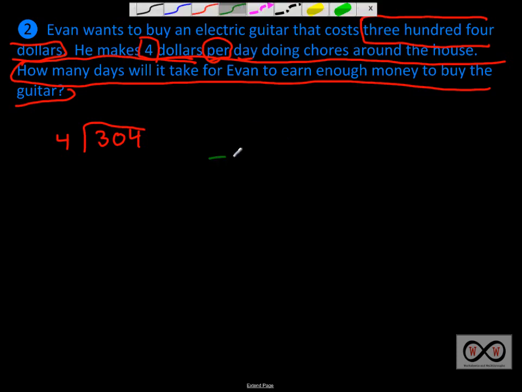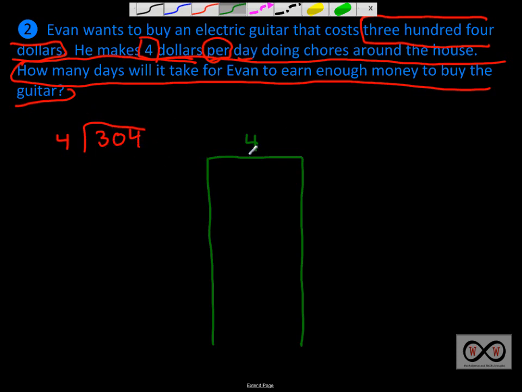And we'd want to represent one side as being 4. And then we want to multiply and figure out how many times we can get 4 to go into 304. So now I'm thinking, well, I know 4 times 100 would be 400, and that's too much. It's way higher than 304 in this case.